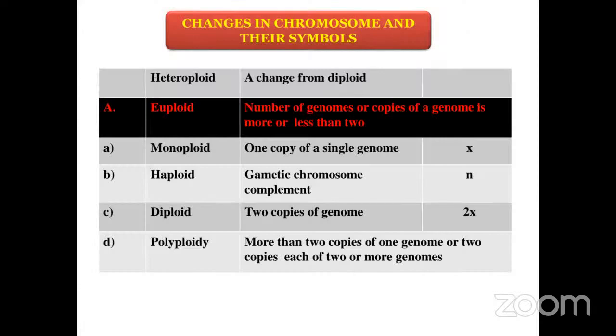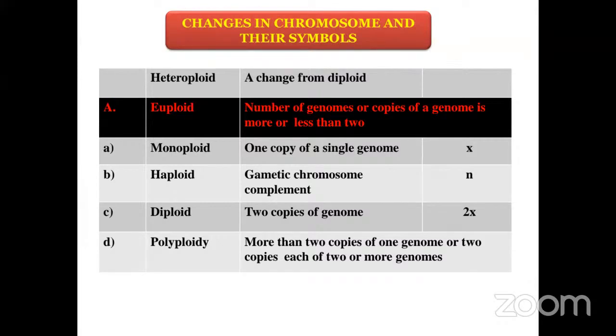So when we talk about changes in the chromosome and their symbols, you can see how they are represented. Whenever we talk about the monoploid, that is only one copy of a single genome, it is represented by the symbol small x. Haploid, that is the gametic chromosome complement, is denoted by small n. Diploid, two copies of the genome, is denoted by 2x or 2n.